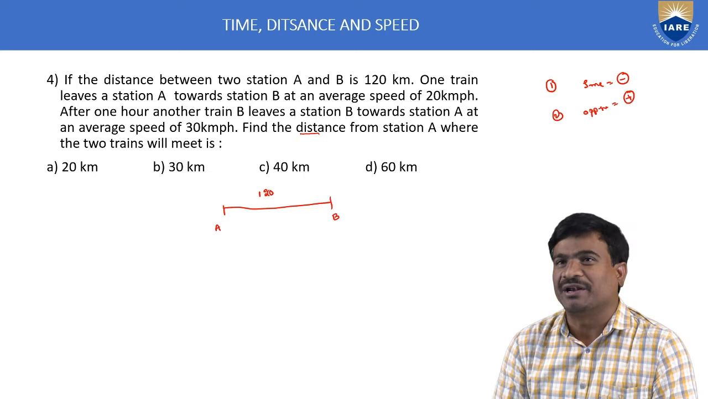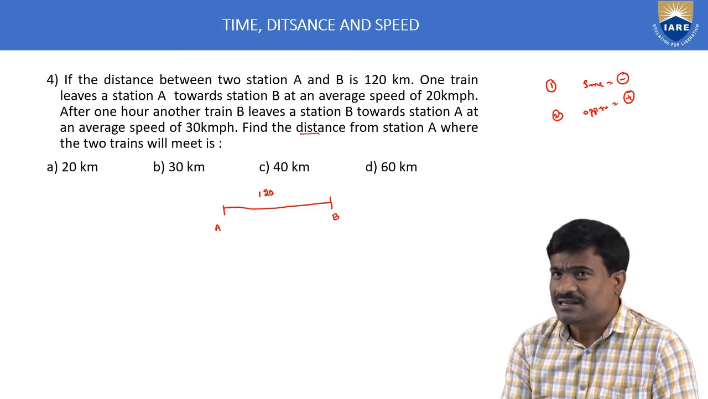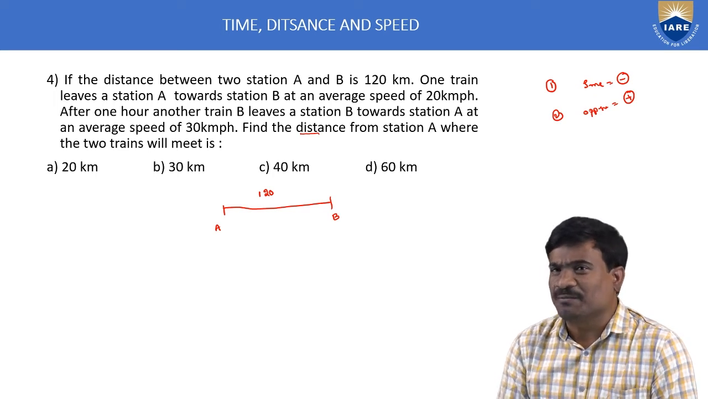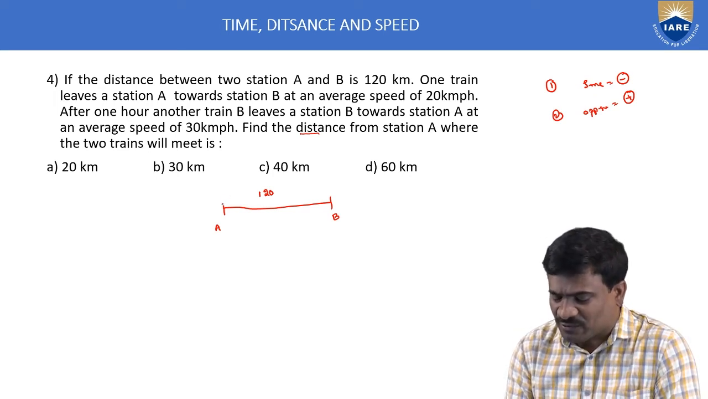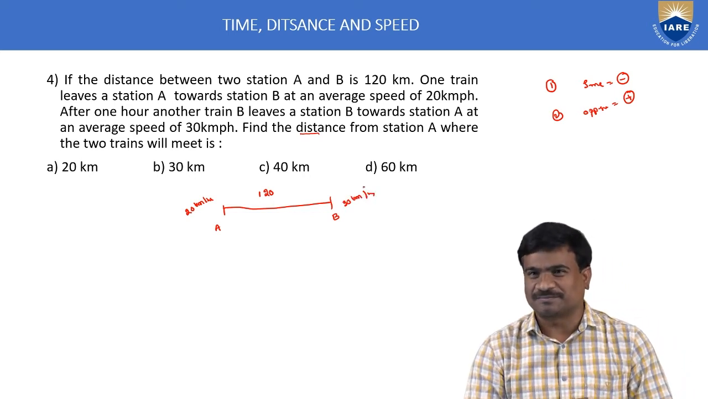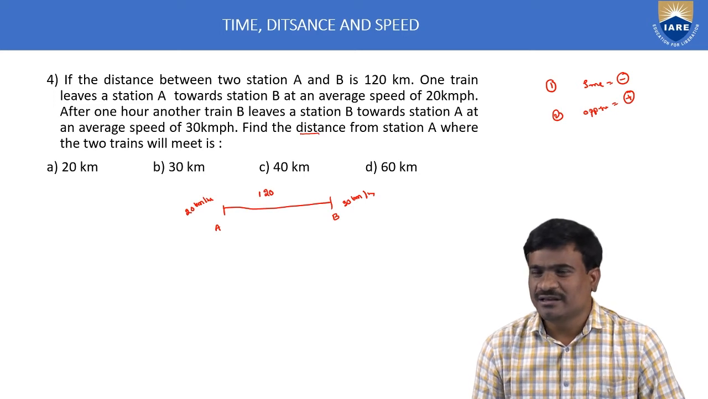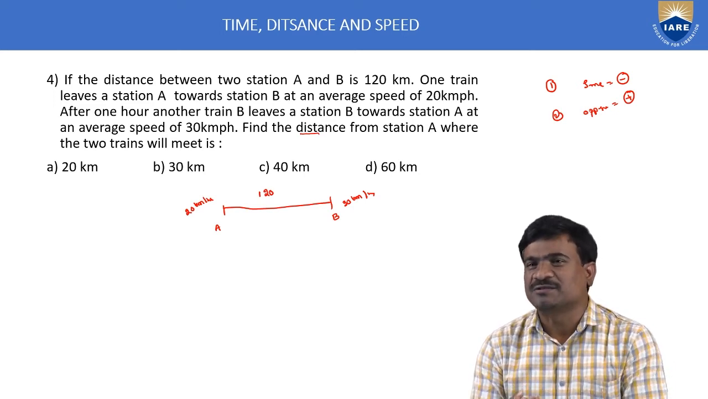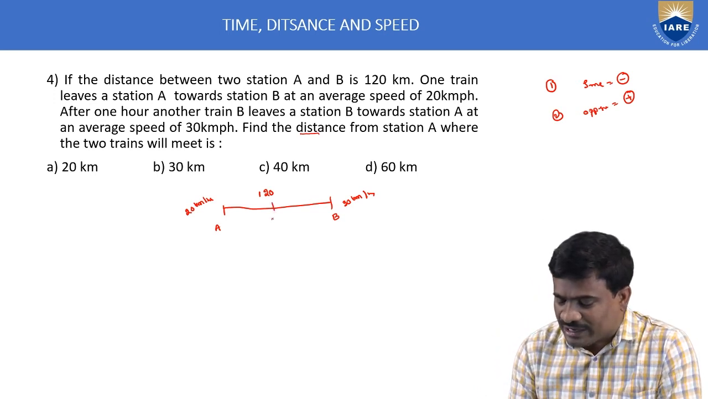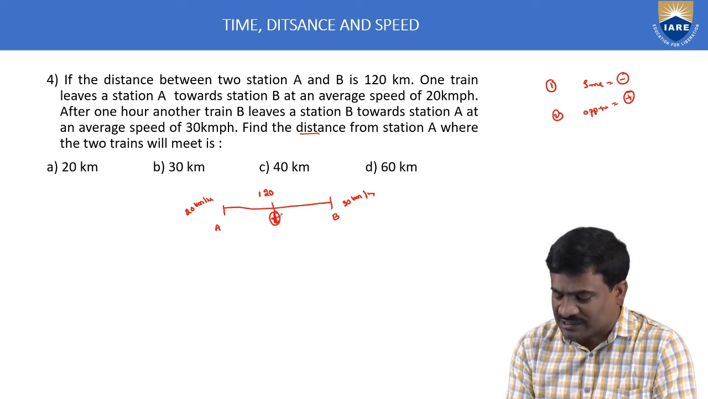Next, consider one train from A towards B at an average speed of 20 km per hour. Here A's speed is 20 km per hour and B's speed is 30 km per hour. These two are moving in the opposite direction. In your first method, calculate the meeting point first. Suppose I consider this point as the meeting point of A and B, the meeting time of the two trains.